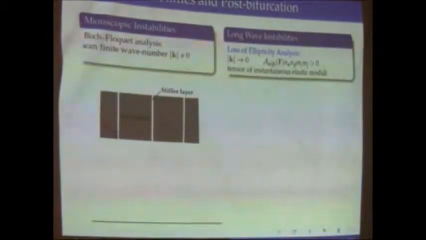But you can do a sort of analysis that is a little bit simpler. When you say I will be after a macroscopic type of instability, so I will be looking for the long wave type of instability, then you can just obtain the effective tensor of elastic moduli and do the loss of ellipticity analysis. That is a particular case of the full Bloch-Floquet analysis of the instabilities.